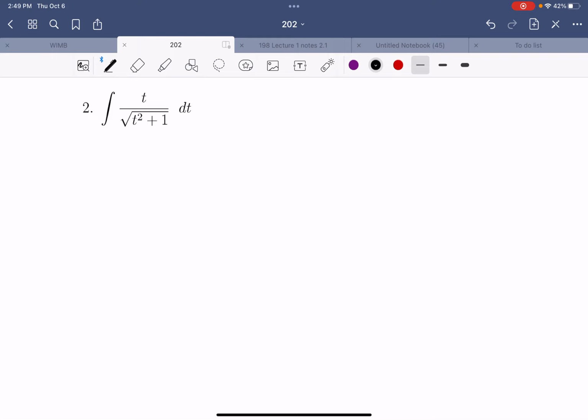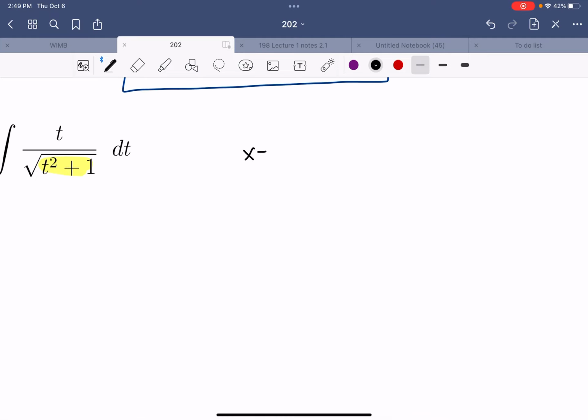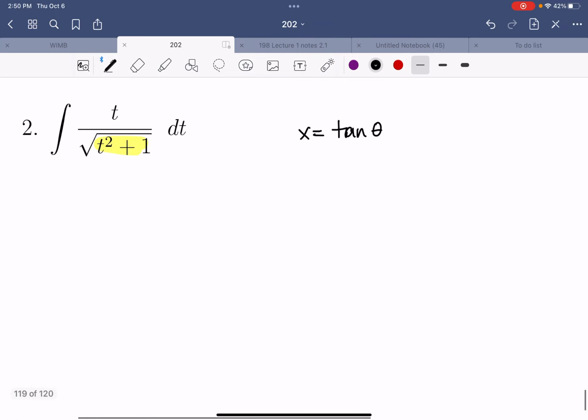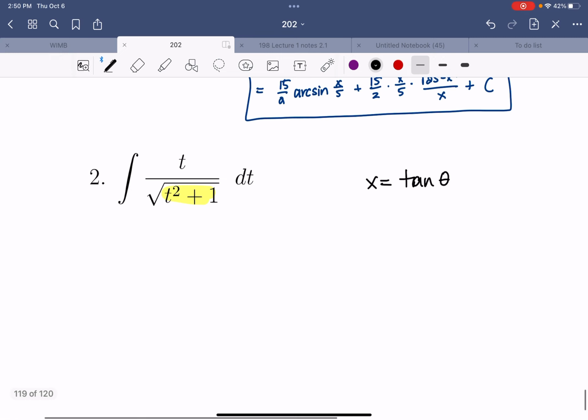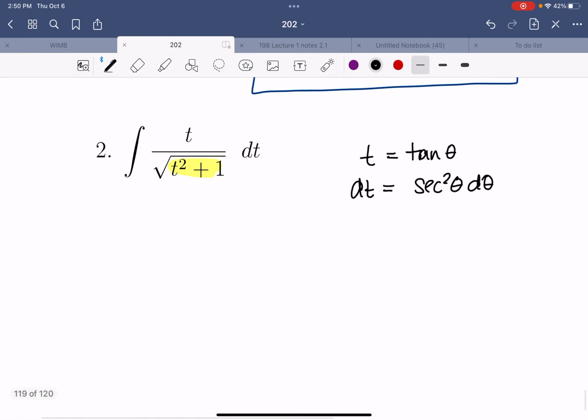So again, we're looking at what's inside the square root, which is the t squared plus 1. So this is going to be our substitution for tangent. So we're going to let t equal tangent theta. Our a here is 1, so we're going to use just tangent theta. Let's get our variables right. We're letting t be tangent theta. Then dt is secant squared theta d theta. Okay, and we're going to sub.